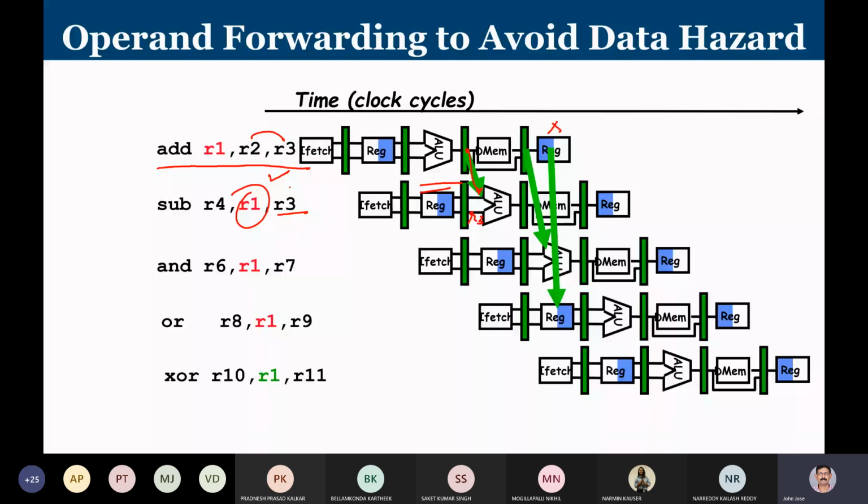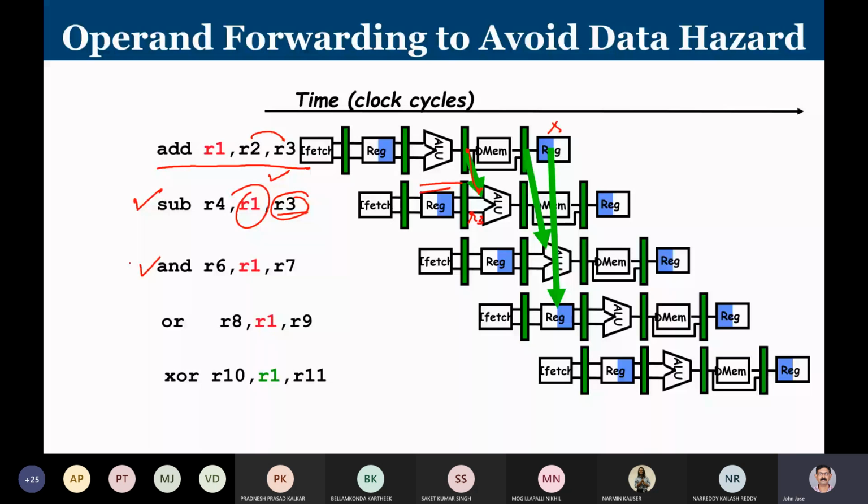Here is R3. So R3 is forwarded and an indication is given. R1 you have to take from the output of ALU. So from the output of ALU, I am giving to the input of ALU. So this will run. The subtraction instruction can run in an assigned time slot without any delay by enabling the operand forwarding. Now, how do you handle this?